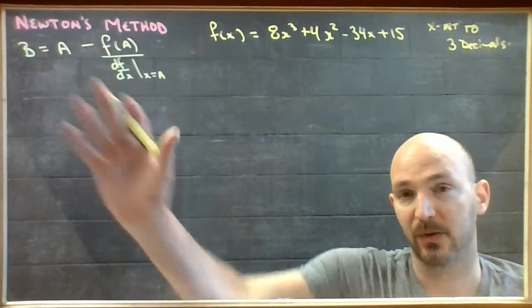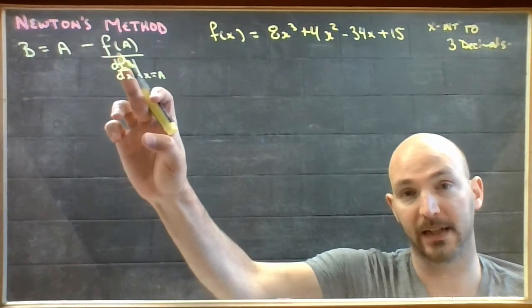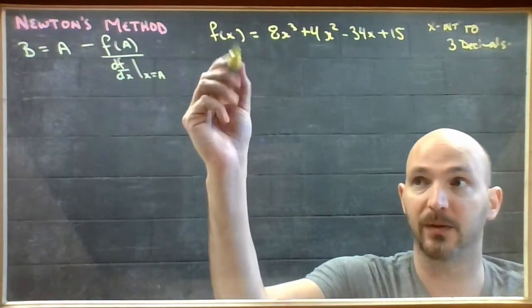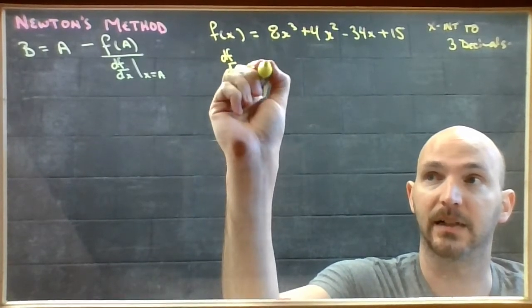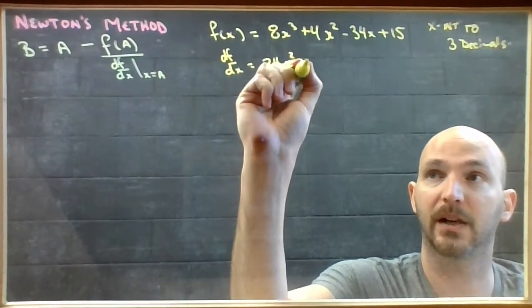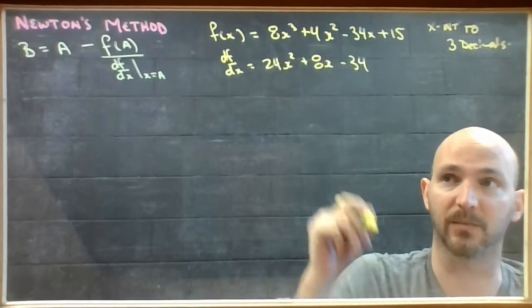So I've got this Newton's method here. In order to do Newton's method, I need to have the function and I need to have the derivative. So I'm going to have to take the derivative of this. df by dx is 24x squared plus 8x minus 34, and then this term drops out.